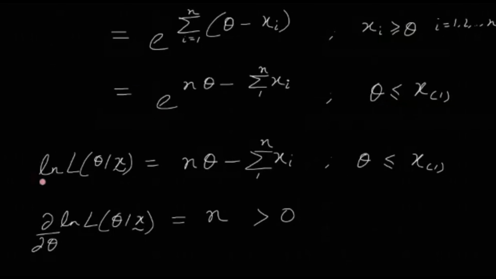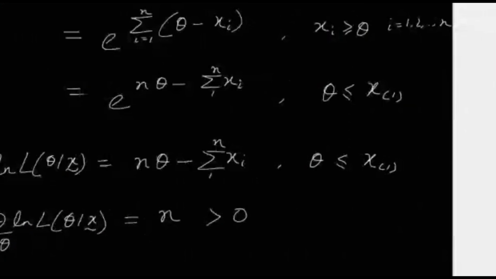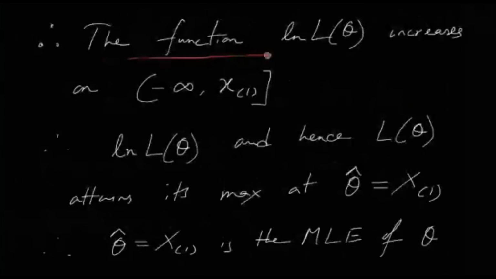So the log likelihood, that means natural log of L, is nothing but n theta minus summation xi, again with theta less than or equal to x order 1. Now the derivative with respect to theta is n, which is greater than 0, right? It is positive, since n is the sample size. So that means the function is strictly increasing. This log likelihood increases on the interval from minus infinity up to x order 1, right?